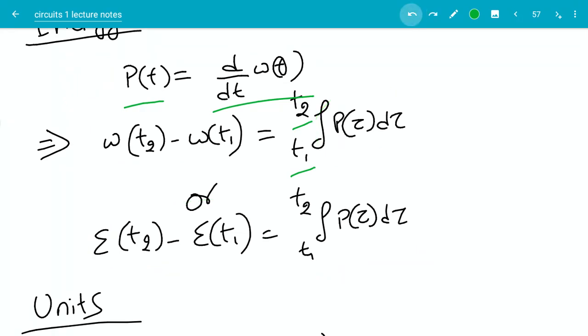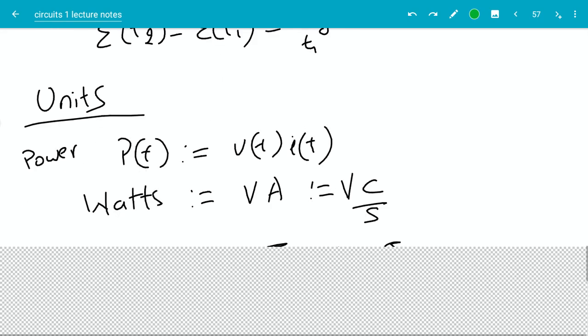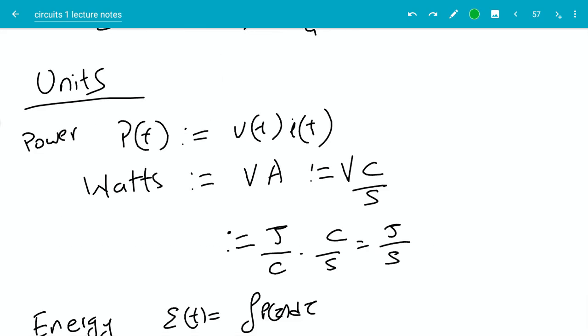So now let's talk about units. Units for power: we said power is voltage times current, right? That means volts times amperes. I'm just going to show you different ways of writing the same units. The unit for power is watts, first of all, and watts can be expressed in several different ways. If you just take this formula, it will be volt amperes. And you can replace ampere with coulombs per second, so it will be volt coulomb per second.